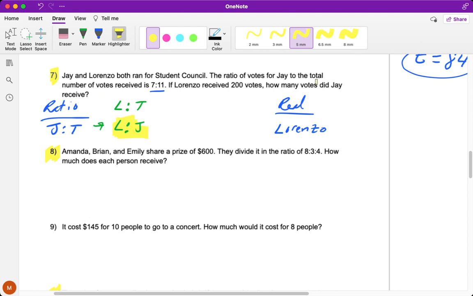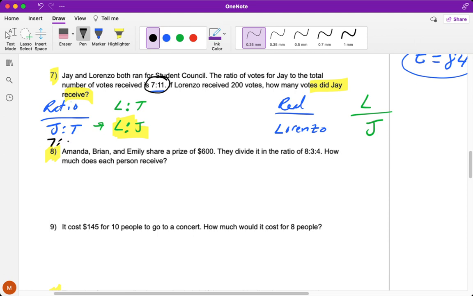And the reason is the question wants to know how many votes J receives. So ultimately, I'm going to create the ratio of Lorenzo over J. So if J had the ratio of 7 to 11 to the total, well, if we want to then work backwards to Lorenzo, that means that the missing part of this is 4 parts. So that means that Lorenzo must have 4 parts of this in order for it to have the ratio of 7 to 11. So that means that the ratio of Lorenzo to J is equal to 4 over 7.